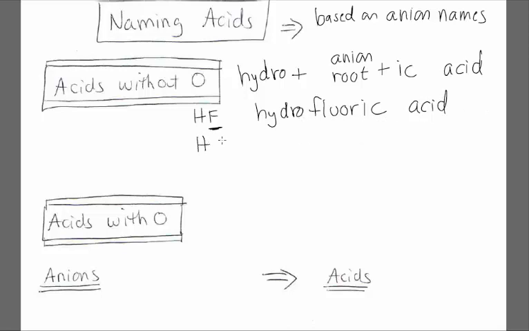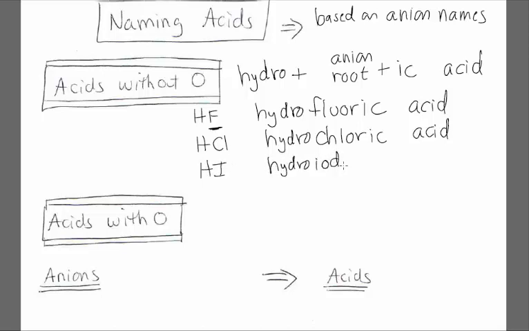Another one, HCl, hydro, the anion is chloride, so the root is chlor, and you put the ic on there, and it's acid, hydrochloric acid. Okay, so that's how you name acids that do not contain oxygen. I'll do one more. HI, hydroiodic acid. Okay, hopefully you got that.